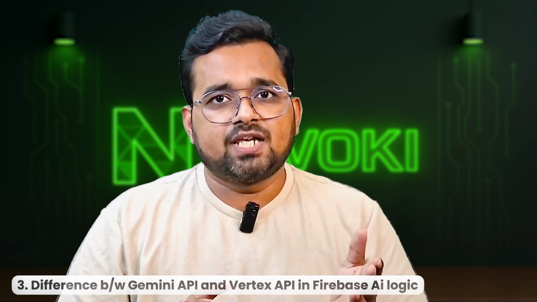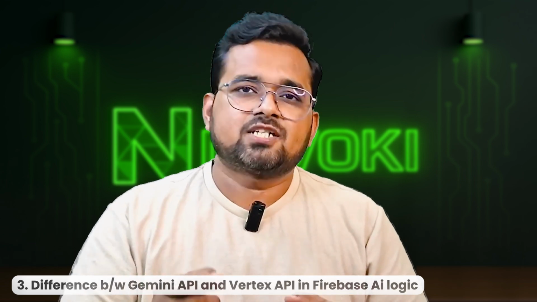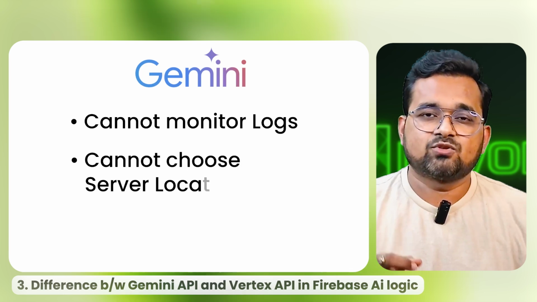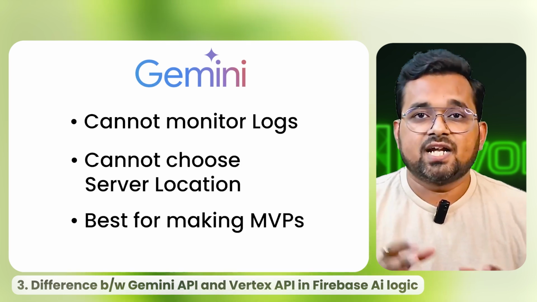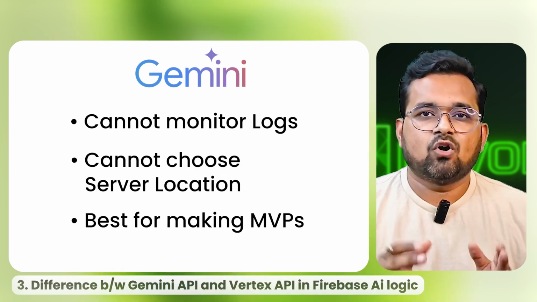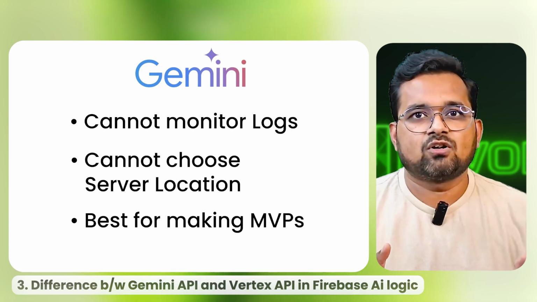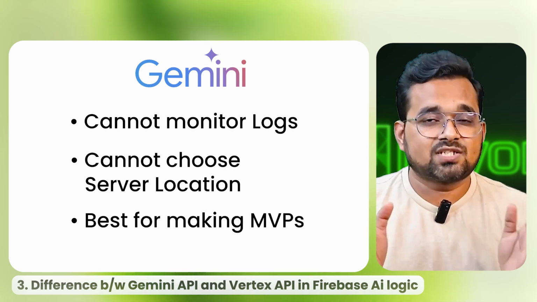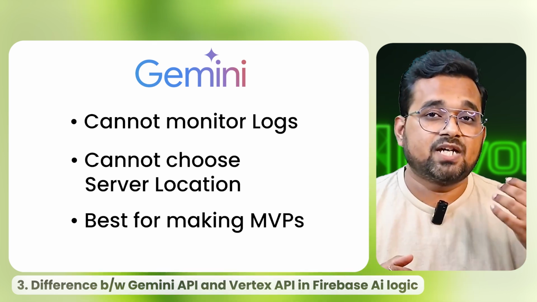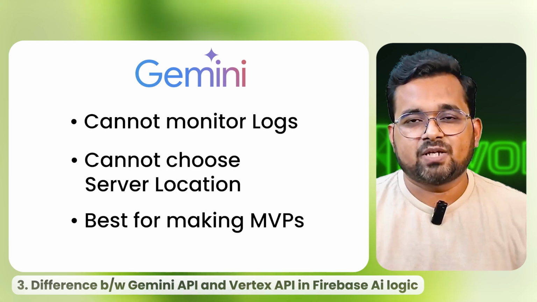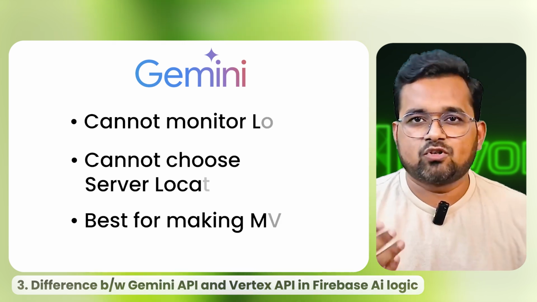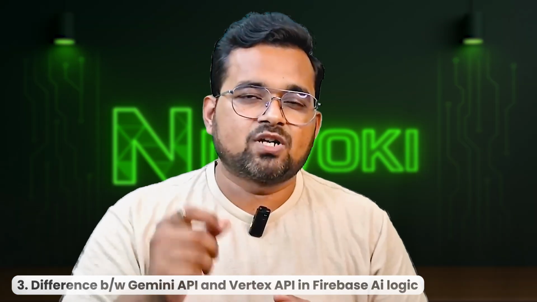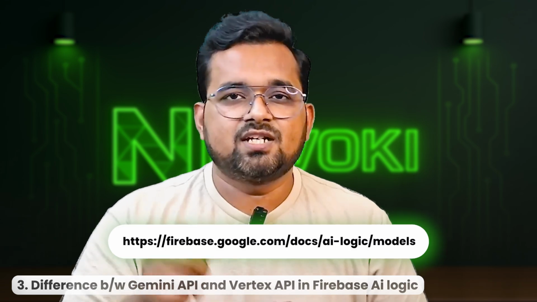So Firebase AI Logic provides access to both Gemini AI and Vertex AI APIs. And it's a very common confusion: what's the difference between them? Gemini API provides access to only the Gemini family of models like Gemini Pro, Imagen, and Veo. Also, you cannot access or monitor logs of your requests and cannot choose the server region for your audience. Gemini API is best to use when you are experimenting or making an MVP for your ideas. You can check all the models available in the Gemini API in the link given in the description.